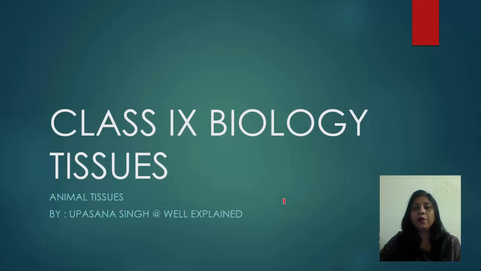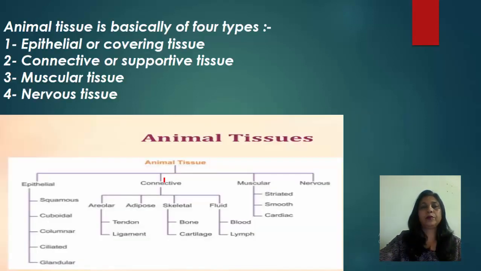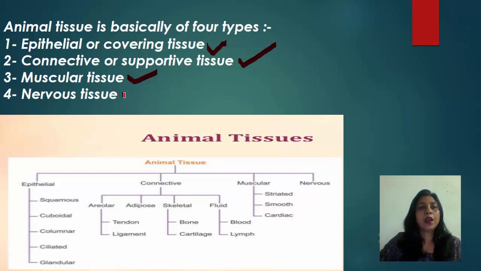Today I'm here with class 9 biology chapter tissues and the subtopic is animal tissues. Now animal tissue is basically of four types: epithelial tissue or the covering tissue, connective tissue or the supportive tissue, muscular tissue or the muscle tissues, and the nervous tissue.